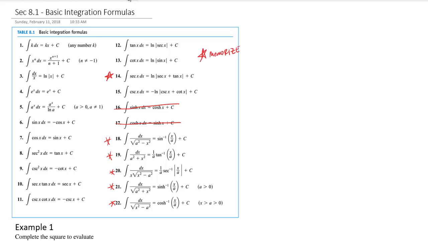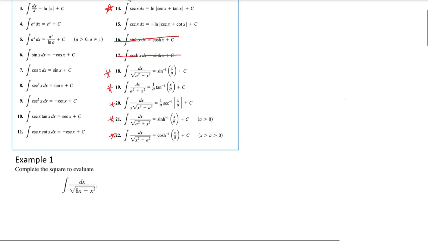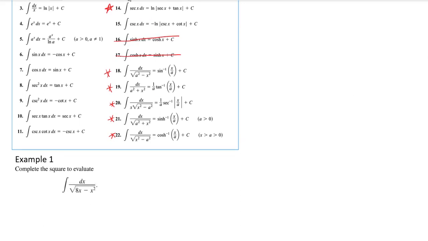This one comes up an awful lot, and so you need to make sure that you have this one committed to memory. The integral of secant is equal to the natural log of the absolute value of secant x plus tangent x plus c. Now in our first example problem, we're going to be asked to complete the square in order to evaluate this integral. So I feel compelled to review completing the square just to make sure that you still remember how to do that.